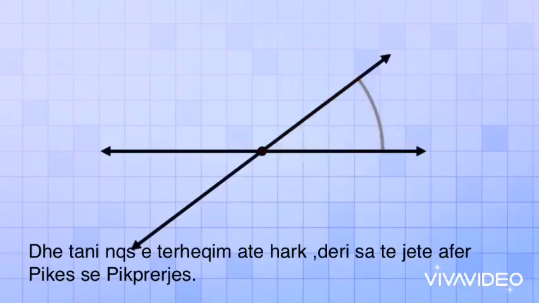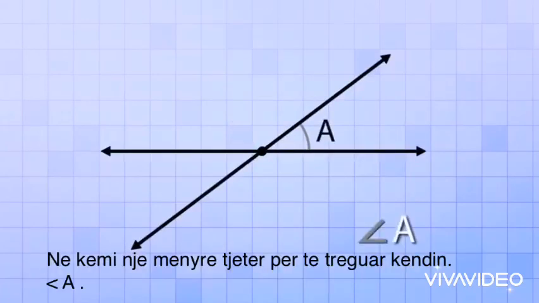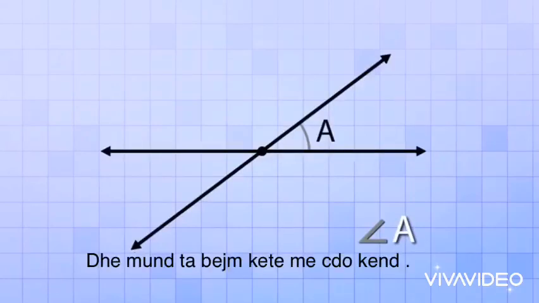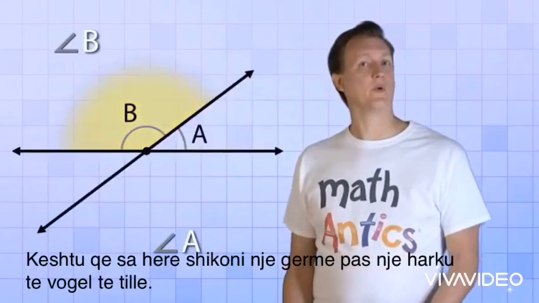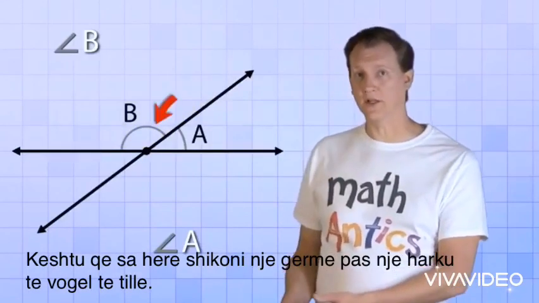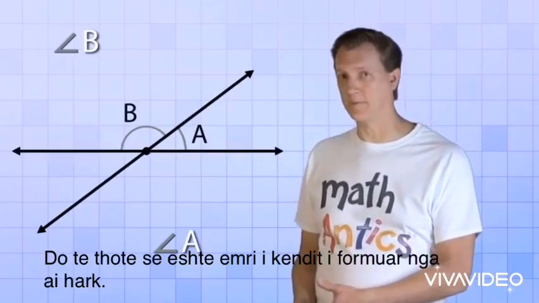And now, if we shrink down that arc so that it's close to the intersection point, and then put a letter by it, like the letter A, we have another way of showing an angle, angle A. And we can do this with any angle. So the angle up here, we can also draw an arc and call it angle B. So whenever you see a letter next to a little arc like this, it means that it's the name of the angle formed by that arc.